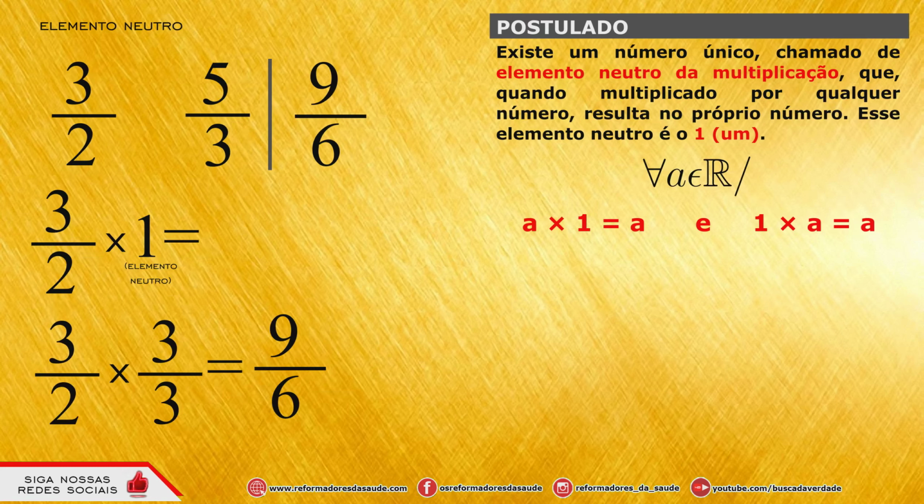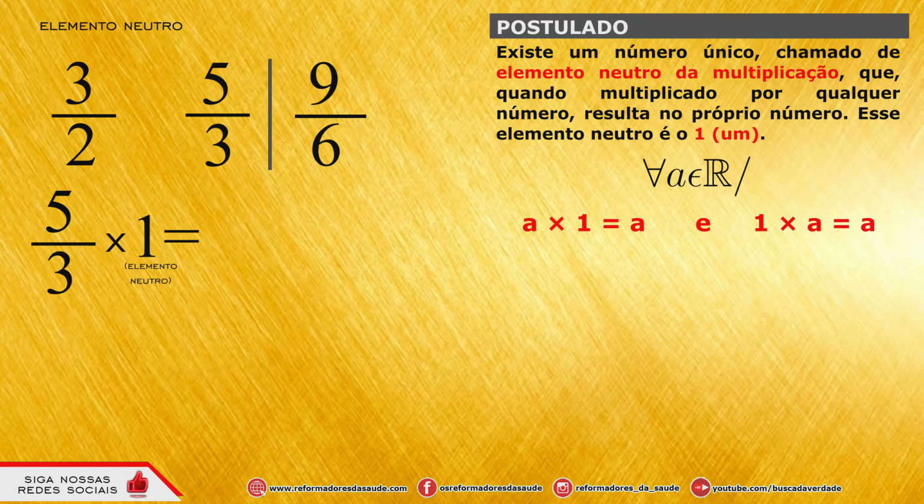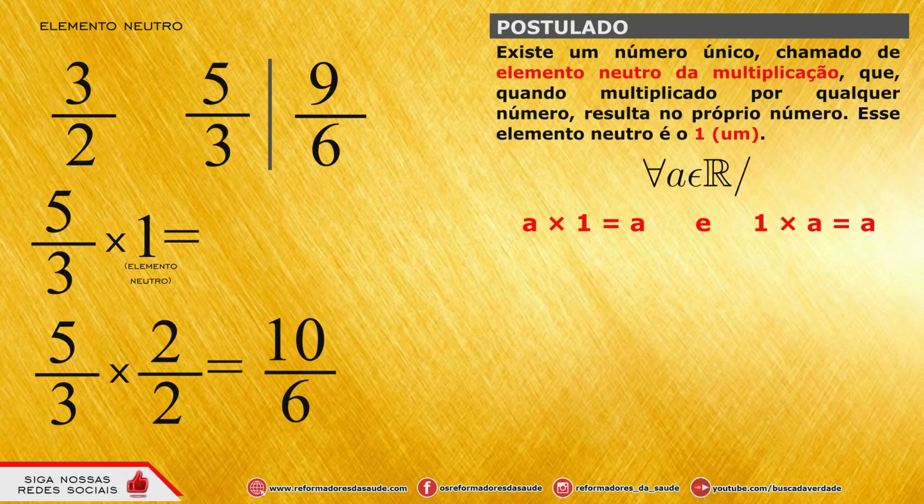So let's take the second fraction and multiply it by the neutral element. 5 divided by 3 times 1, which is the neutral element. Now can I replace the neutral element with 2 divided by 2? Let's see, 5 divided by 3 times 2 divided by 2. It is 5 divided by 3 times 2 divided by 2 is equal to 10/6. So the result of the second fraction, 10/6.